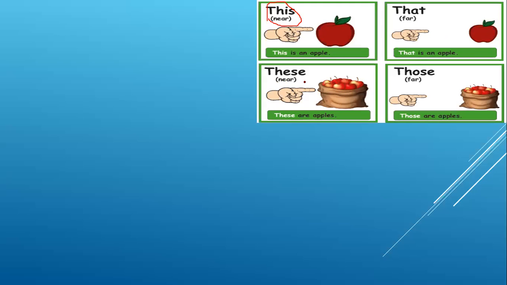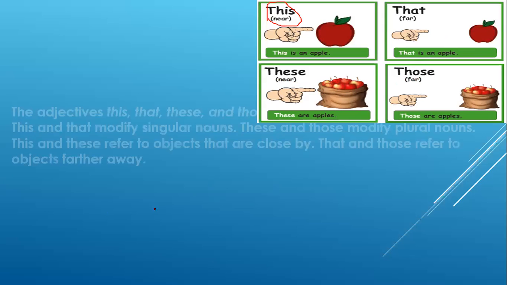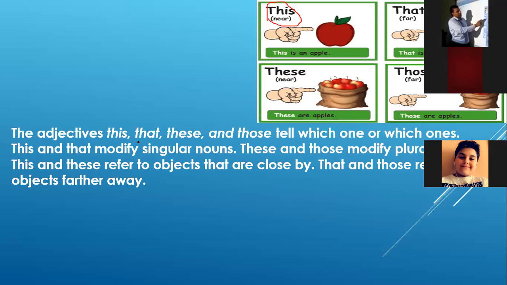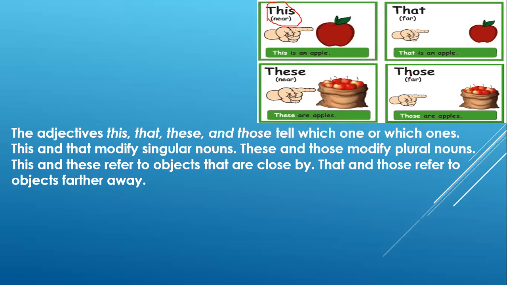Okay, these and those. These is for near plural, and those for far plural, okay? So the adjectives this, that, these, and those tell which one or which ones. This and that modify singular nouns, okay? This and that are for the singular nouns. These and those modify plural.